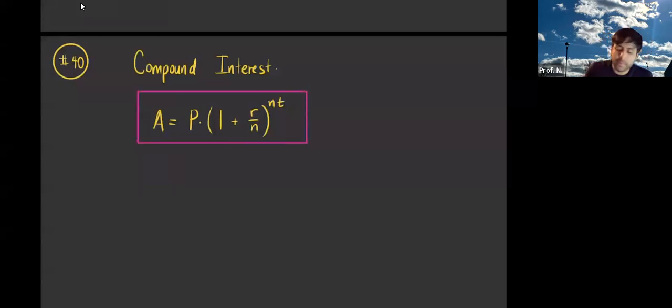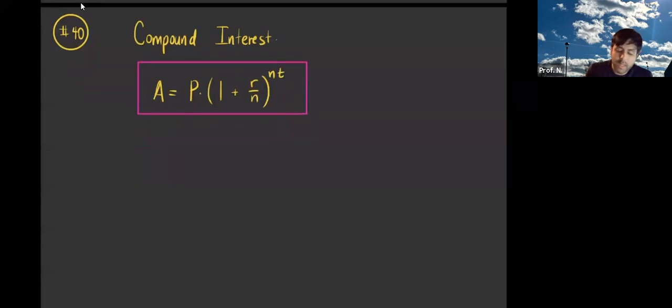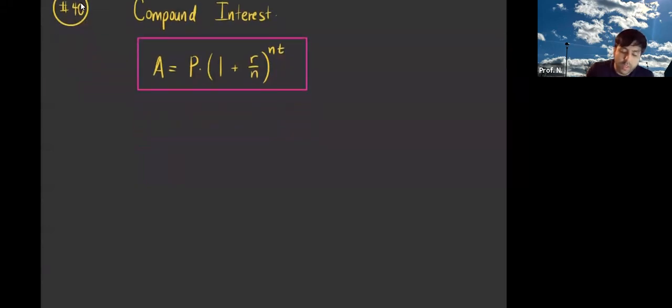Then I'm going to specify the variables that I know versus the variables that I don't know. There's only one thing that I don't know.